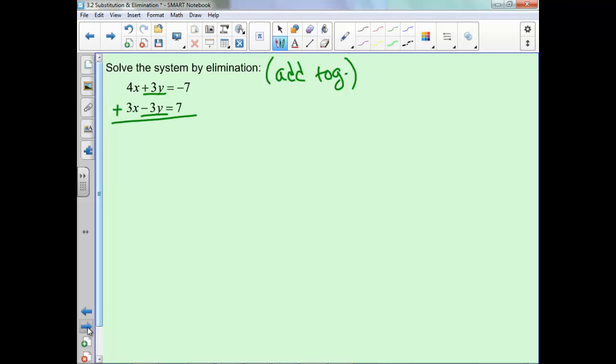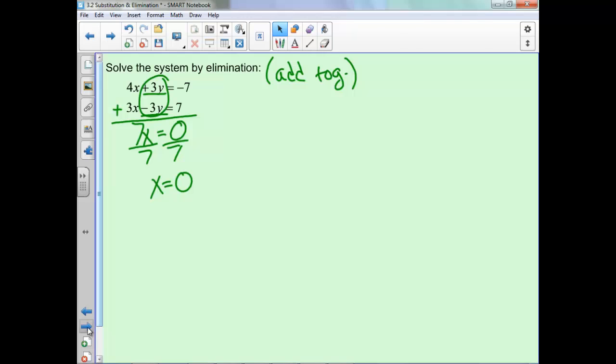When we add these two equations together, we'll have 7x, 0y's here, and negative 7 plus 7 is also 0. Solving this for x, we'll get our x is 0. And now that we have our x value, we find our y the same way we did before by just substituting this into one of our two equations.